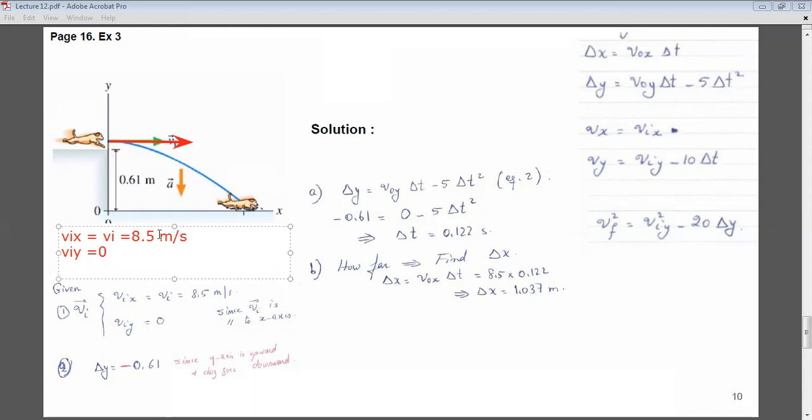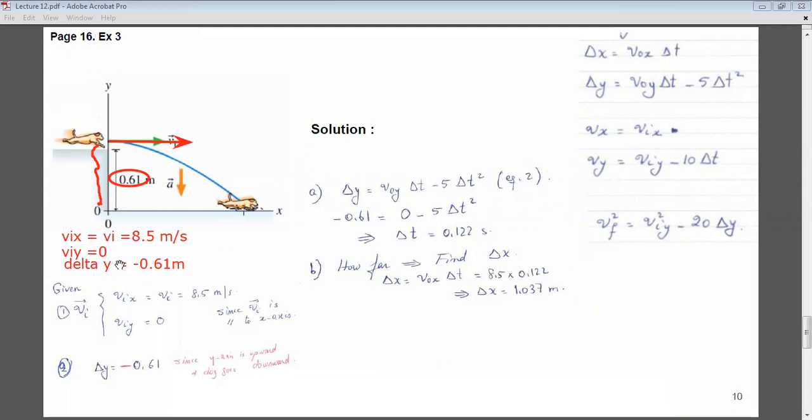What else do they give us? They say that the dock is 0.61 meters above the water. So I know that this distance here is 0.61 meters. Let's go back here and put some more information. Do I know the distance from up to down? Yes. So what do I know, delta x or delta y? From up to down implies this is delta y. It's equal to minus 0.61 meter because it's in the opposite direction to the y-axis. The y-axis is upward. This is going downward.